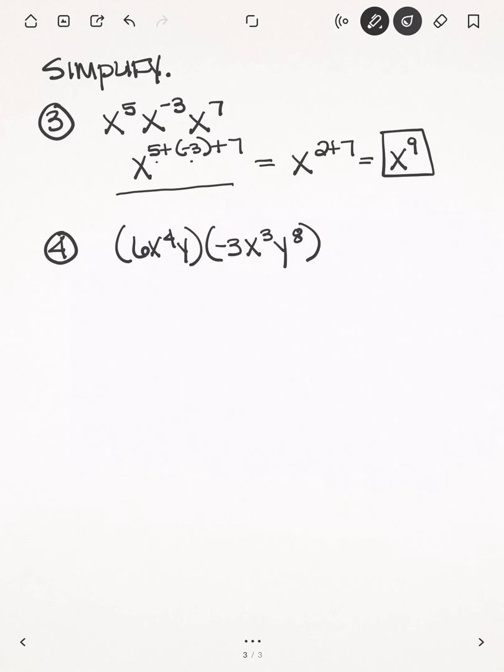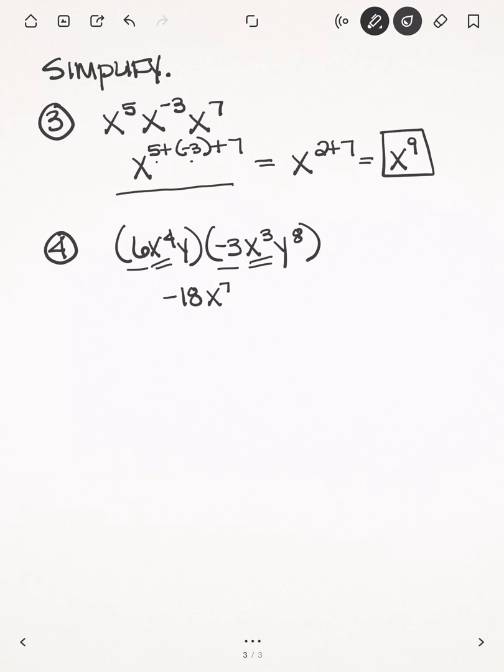Well, I'm going to multiply my coefficients. So I have 6 times negative 3, which would be negative 18. Then I do what I did up above. I have x to the 4th and I have x to the 3rd, and I'm multiplying like bases, so I add the exponents. So 4 plus 3 would be 7. So I get x to the 7th power.